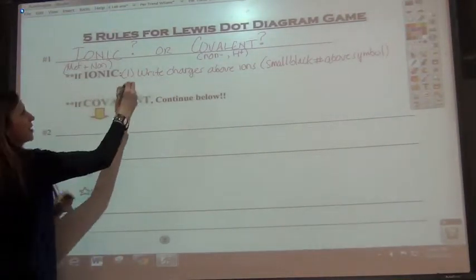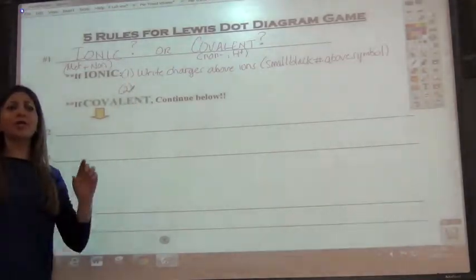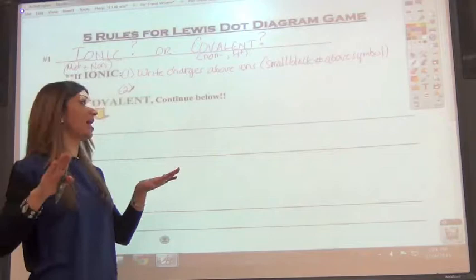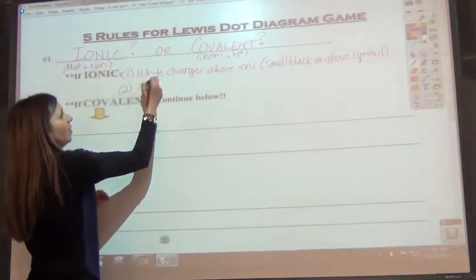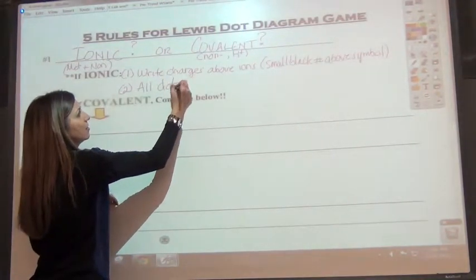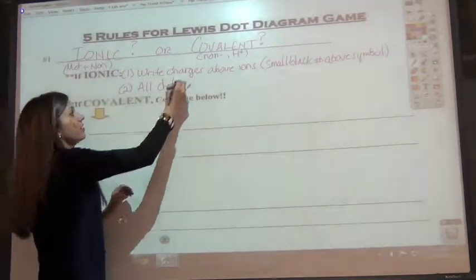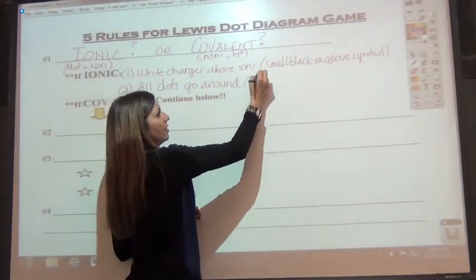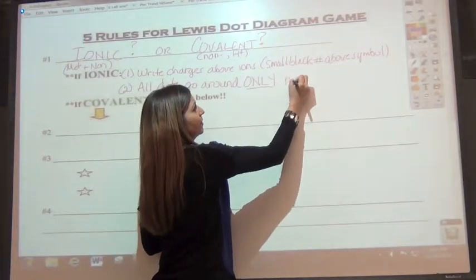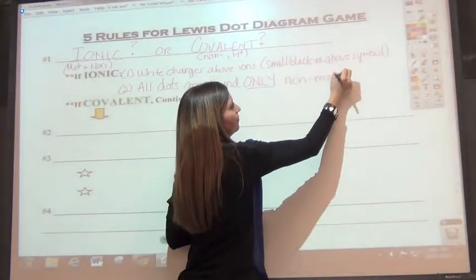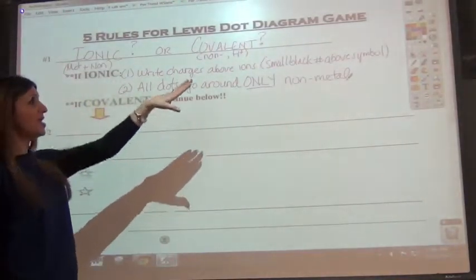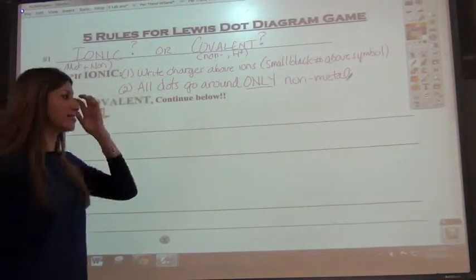And then the second thing that you're going to do is place all of your dots around only the non-metal. Usually it's going to be 8 dots, going around only the non-metal. Okay, so let me show you a couple of examples on the side here before we do covalent.